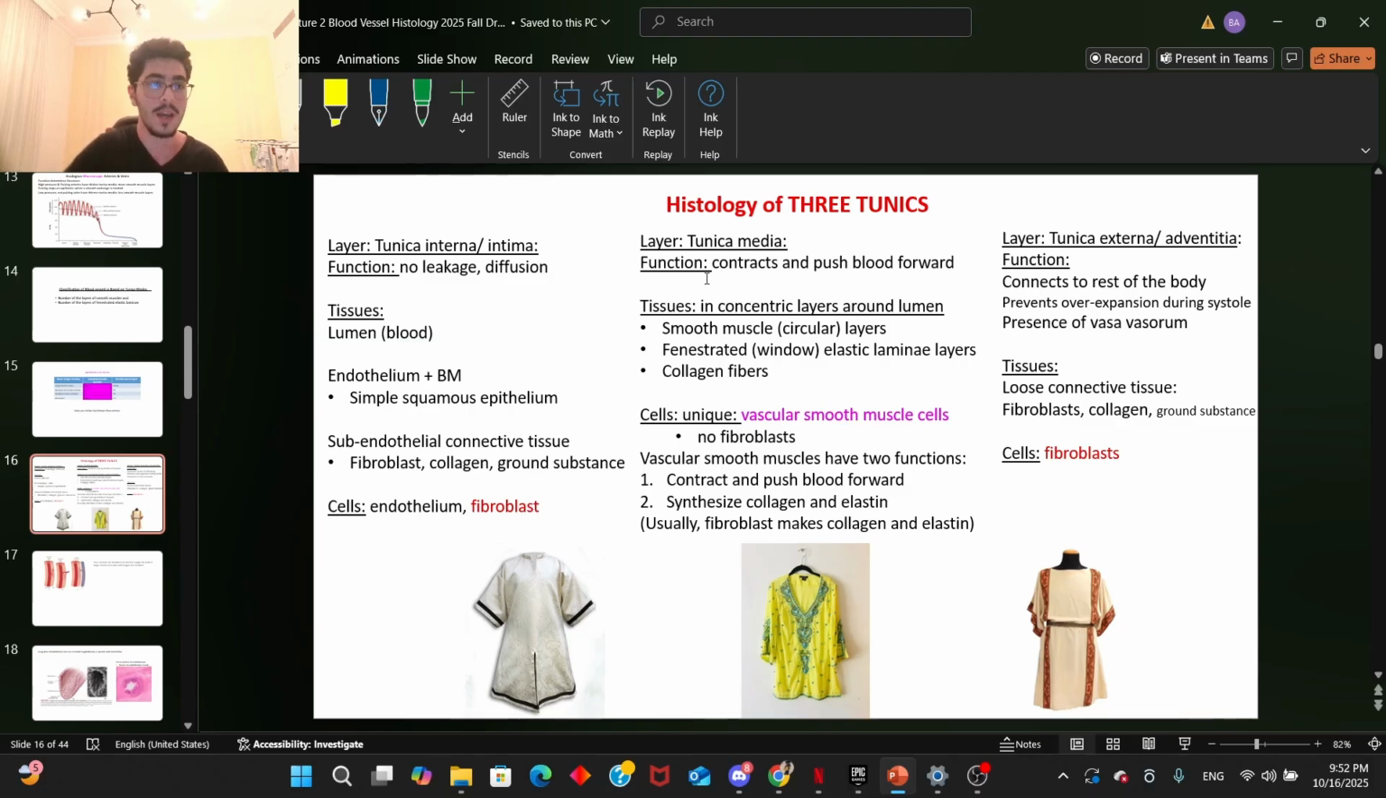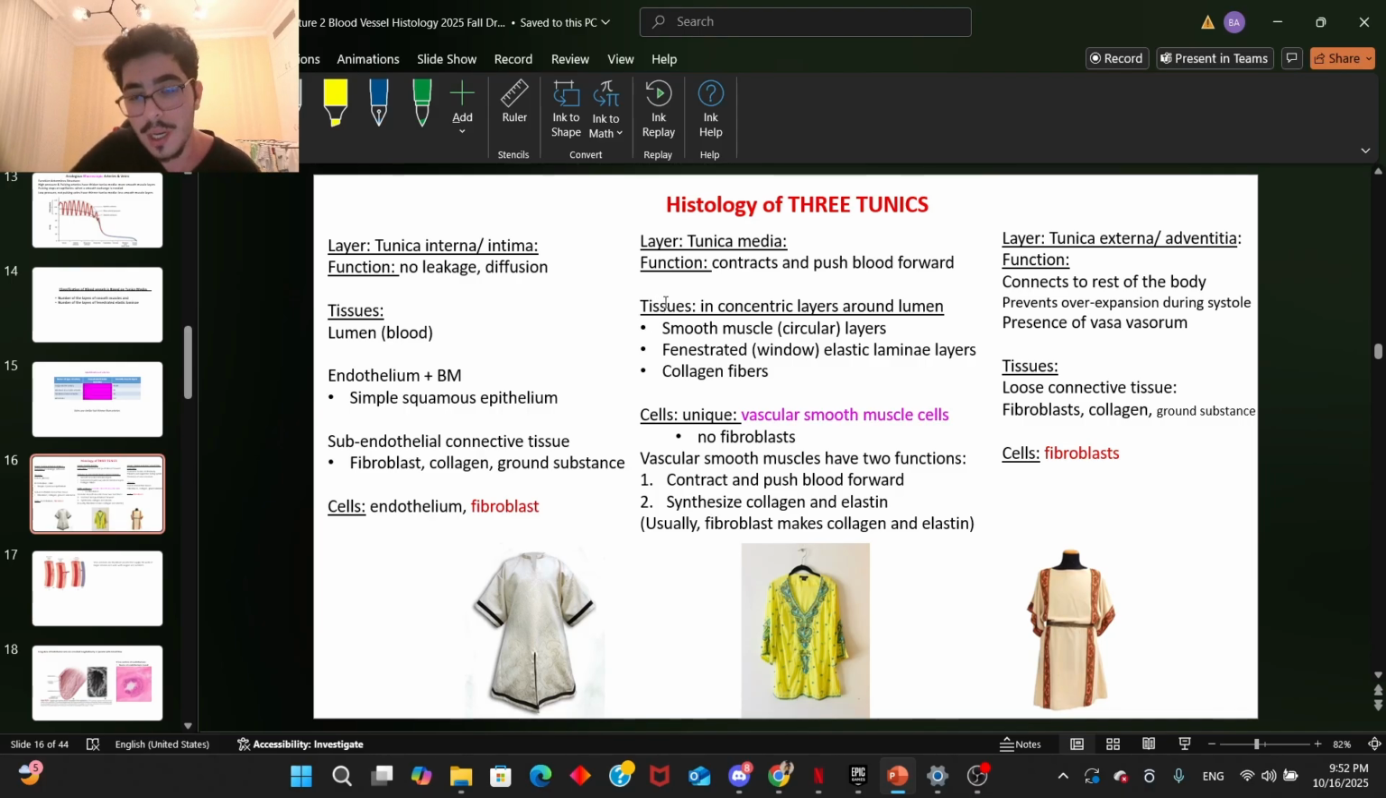Next, we go to the tunica media. So the tunica media is the part that contains the smooth muscles, and its function usually is for vasoconstriction and vasodilation, right? It contracts and pushes the blood forward. We're going to talk about it in more detail in all the different types of arteries, but that's basically just an overview for you. Its function is mainly to push the blood.